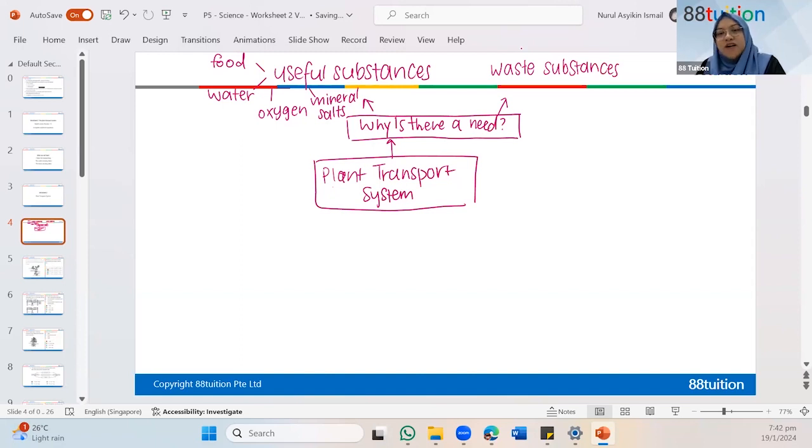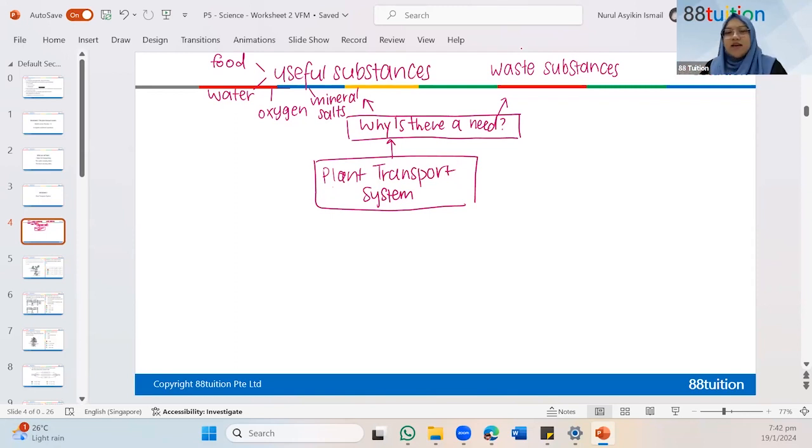As a living thing, all of us need important substances to carry out important life processes, right? However, we also produce waste substance because we are living things. We produce waste, correct or not? So all these waste substances, you don't want to be storing inside your body. You want to remove it. Same thing for plants also. You want to remove waste substances. So what do the plants do? They need a transport system so that all these waste substances also can be removed from the plant body.